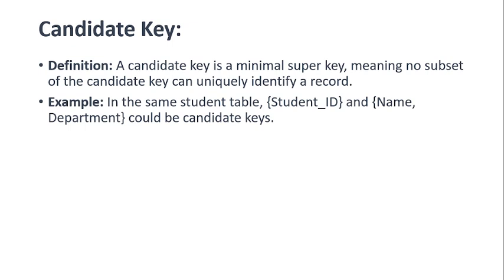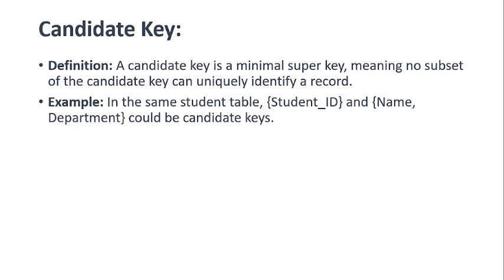So what is a candidate key? So we can say that candidate key is a minimal super key, right? Which means that no subset of a candidate key can uniquely identify a record. So you know what is a subset, right? So if I am having a set, okay, so the element which is coming inside the set is known as what? Subset, right?